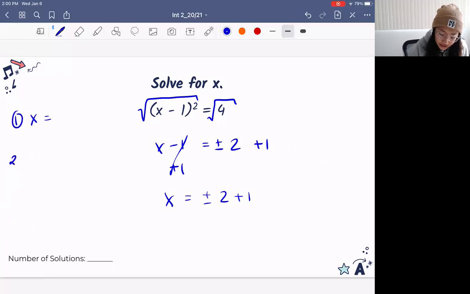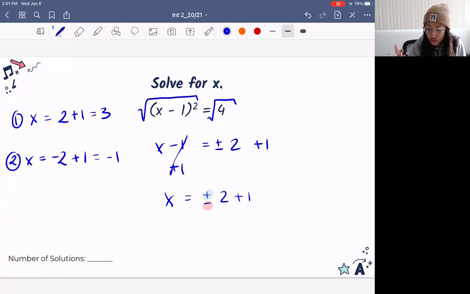So notice how quickly I have done this, and it could be the same for you if you understand how to square root and move things around. So positive 2 plus 1, and negative 2 plus 1. And these are my two solutions. So here I actually have two solutions because I am not restricted to length and width. There are no restrictions at all in this case, but those are my final answers.